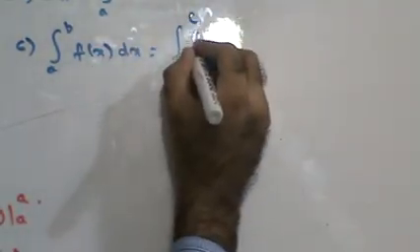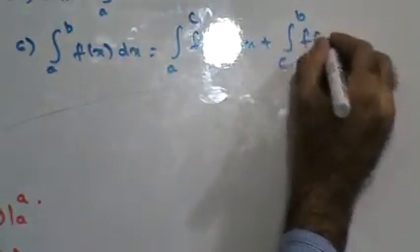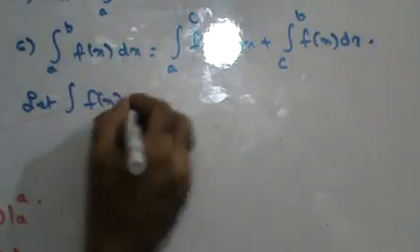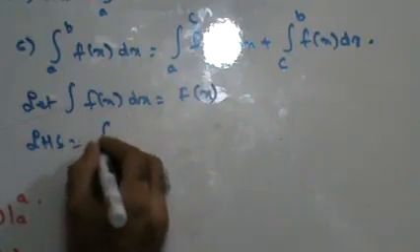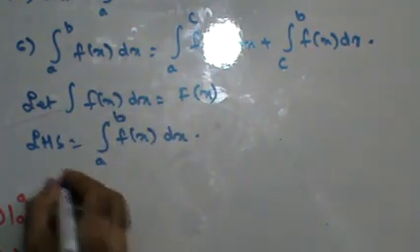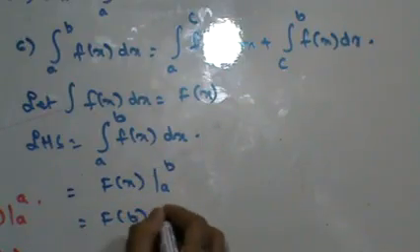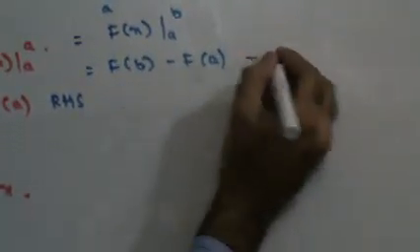Integral of a to b f of x dx is integral of a to c f of x dx plus integral of c to b f of x dx. Now, let us assume that integral of f of x with respect to x is capital F of x, right? Let us see the LHS. LHS is integral of f of x with respect to x when the limits are from a to b, which is going to be nothing but capital F of x when the limits are between a to b, which is nothing but F of b minus F of a. Let's consider the right hand side. Call this as equation 1.